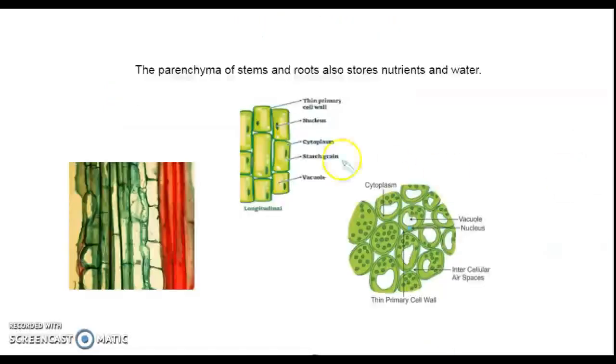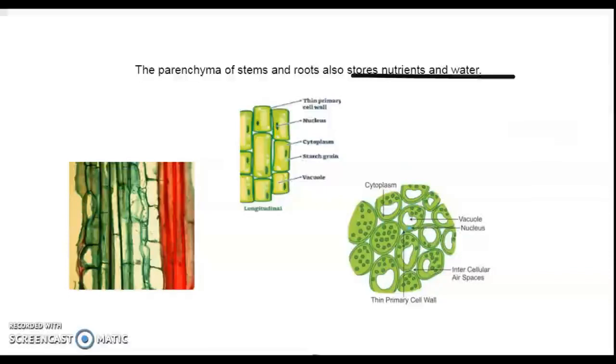Okay, so what is the function of parenchyma? To store nutrients and to give support. When you observe it, these are some of the images of parenchyma cell. You can see there is space between the cell. So, this is how a parenchyma cell looks, and the cell wall of parenchyma is thin.